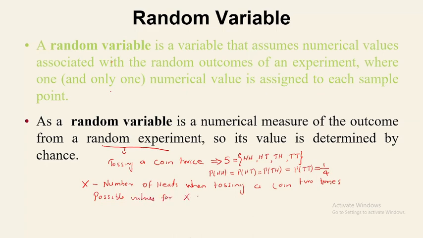Any student? If both times we got heads, then how many heads are here? Please unmute your mic and tell the answer. Now we are tossing a coin 2 times and we got HH. So in this outcome, how many heads are here?